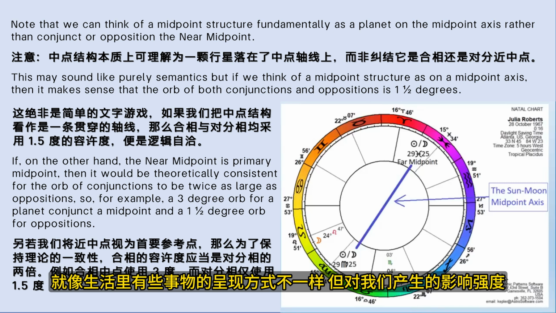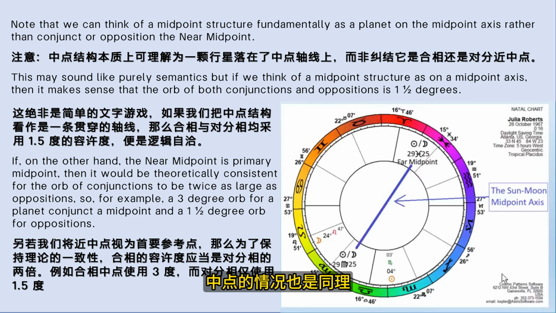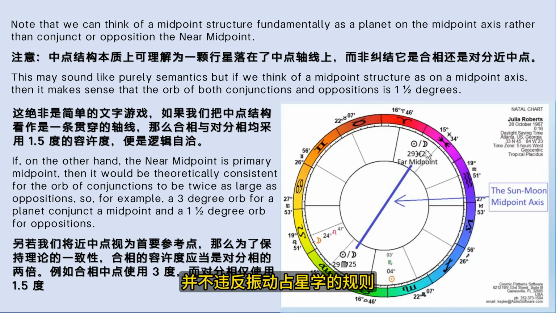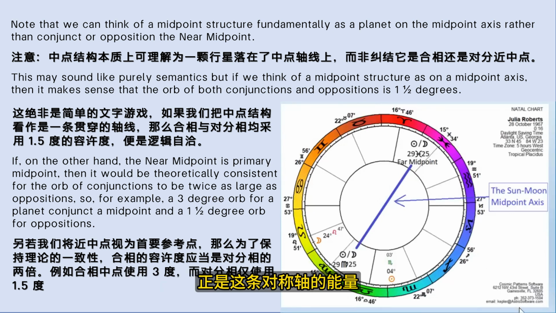So things can act differently but have the same strength and power and importance and relevance in our lives, and that's what's going on here. So it is not contradicting the rules of vibrational astrology that a planet opposition the midpoint gets the same orb as a planet conjunct the midpoint, because that opposition point is on an axis. The midpoint axis is a line of symmetry, and that line of symmetry is what is powerful here.